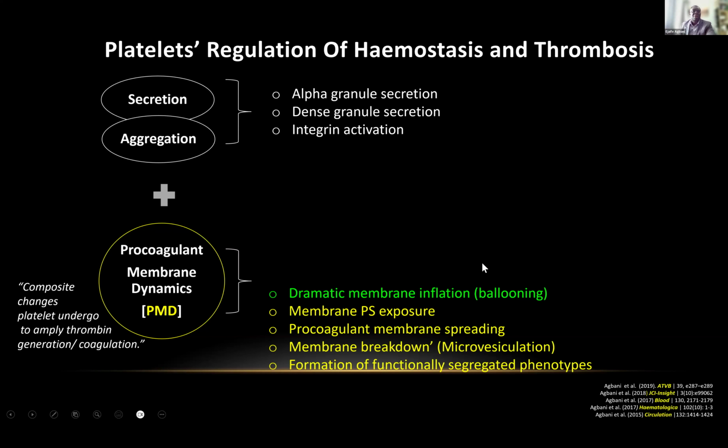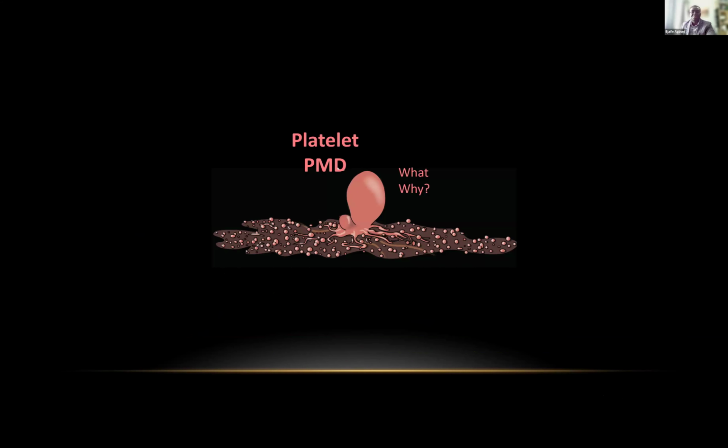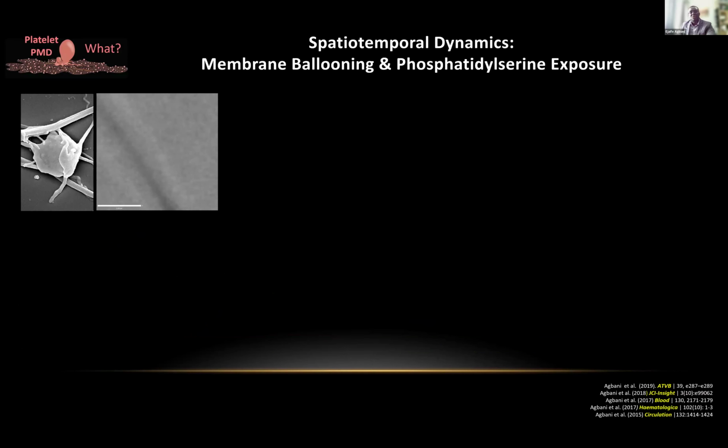We have the membrane exposure of PS, then we have procoagulant spreading, which I'll talk about pretty soon. And then we have the breakdown of the membrane itself, the expression of proteins in the membrane, and the formation of a functionally segregated phenotype. So all this is put together and systematically analyzed, and that is what we call procoagulant membrane dynamics. Together with secretion and aggregation, they determine the rate and extent of localized coagulation. So what is PMD? This is a good point to start. And why does it occur?